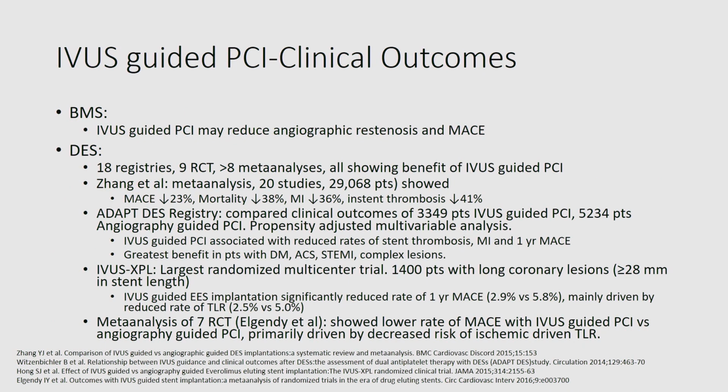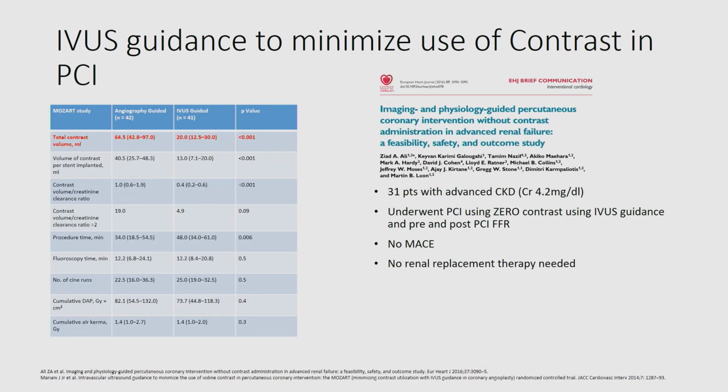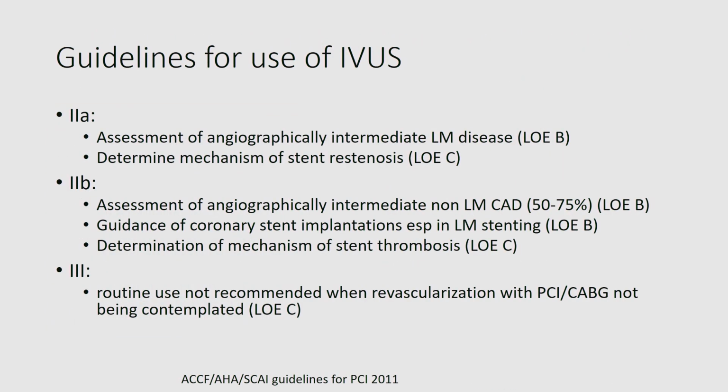And from a clinical outcome standpoint, IVUS has been shown to reduce outcomes in meta-analysis, but in randomized studies, it has been shown to reduce the risk of ischemia-driven target lesion revascularization. IVUS has also been used to minimize the use of contrast, and we frequently use it for that purpose. You don't have to use too many pictures for sizing and optimizing the stent placement, and it will help reduce the use of contrast.